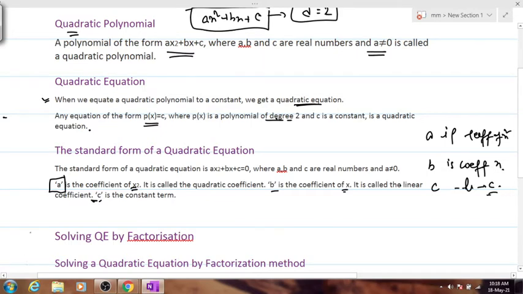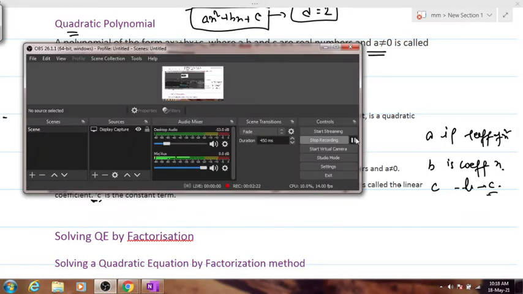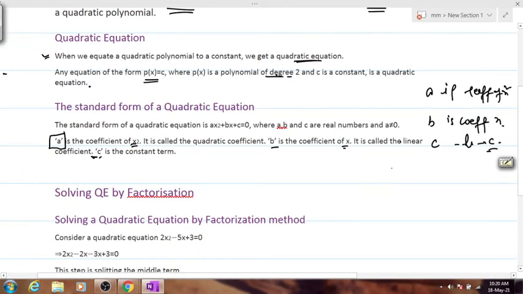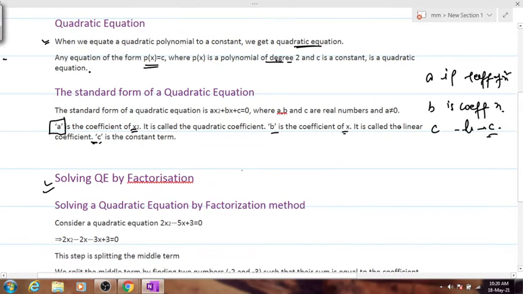Methods of solving quadratic equations. I'm pausing the video, kindly note it down. After having understood the basic concept of what a quadratic equation and polynomial are like, and the coefficient of x square and linear coefficient, we'll move on to the solving portion of factorization. There are different methods for solving.